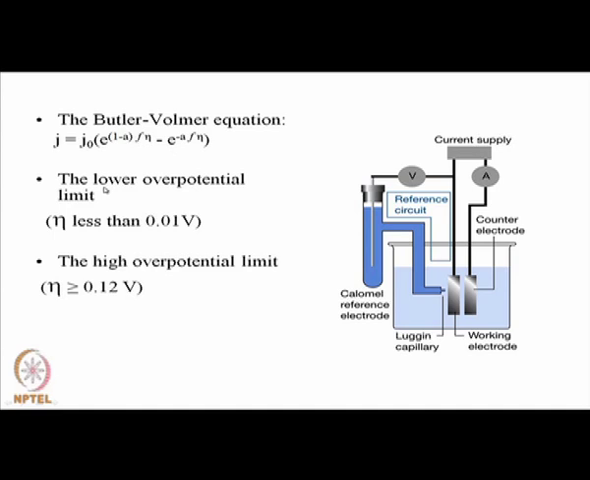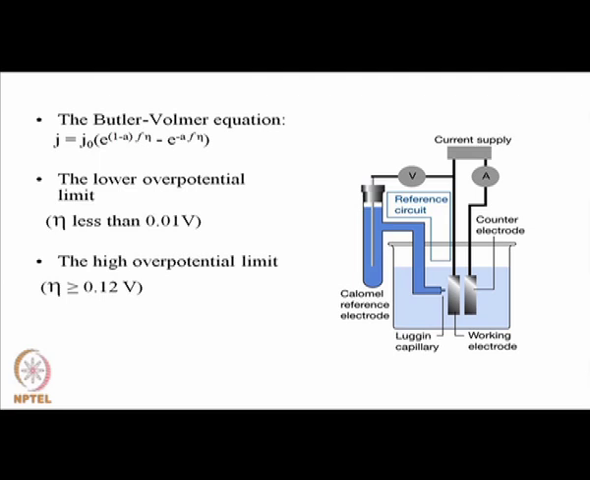Now, two situations may arise. One is the low overpotential limit, when eta is less than 0.01 volt, and the other is the high overpotential limit, when eta is equal to or greater than 0.12 volt. These two situations may be there.